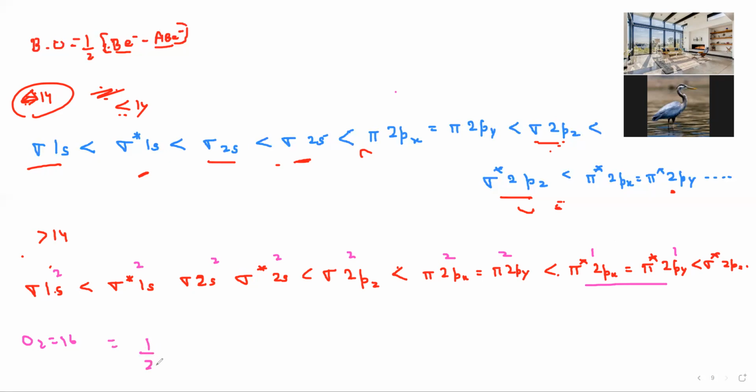But that's only for anti-bonding, not for bonding. Bonding means 2, 2, 2, 2, 2. These are the bonding, so it becomes 10. Anti-bonding are out of 16, so 10 are bonding and 6 are anti-bonding. What is 10 minus 6? 4. 4 by 2 is equal to 2.